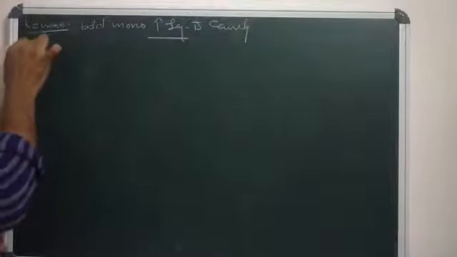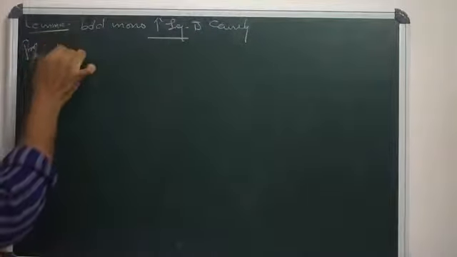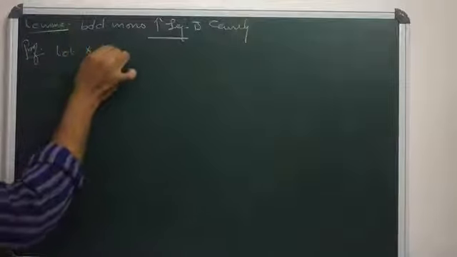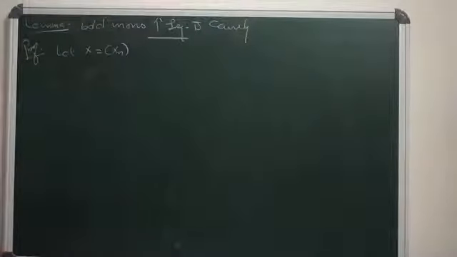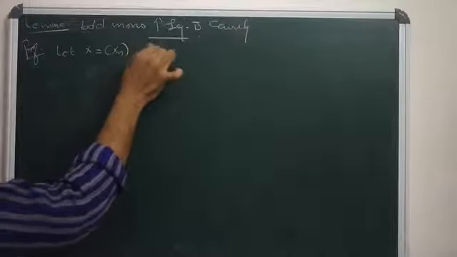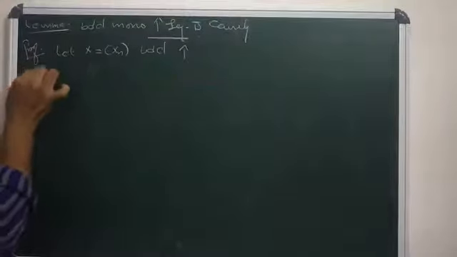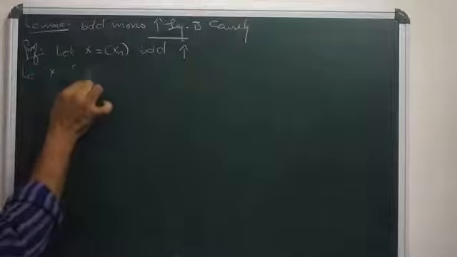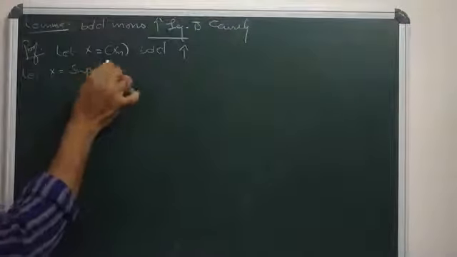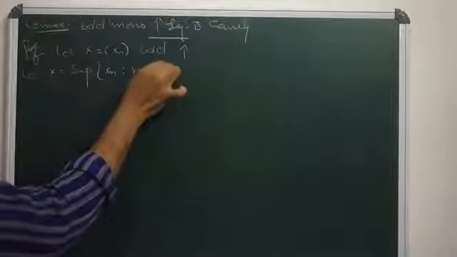Let X equal the sequence xn. X equals xn is bounded and a monotonically increasing sequence. xn is bounded means by the completeness property it has a supremum. So let x equal the supremum of xn, which exists. So x equals the supremum of xn, n in N.